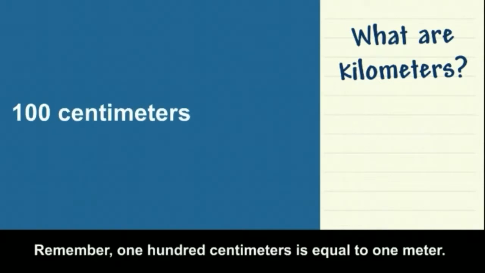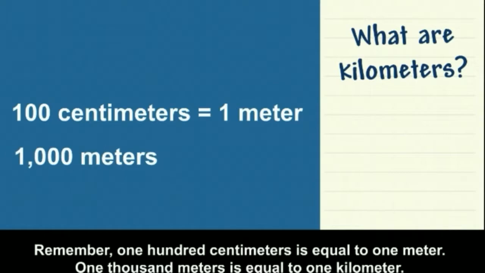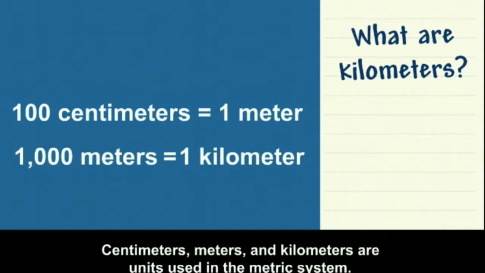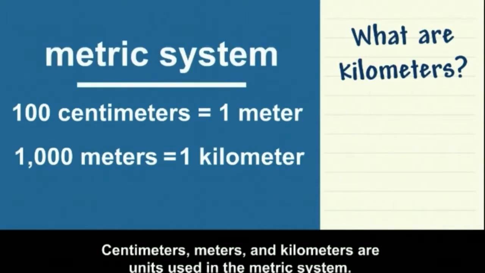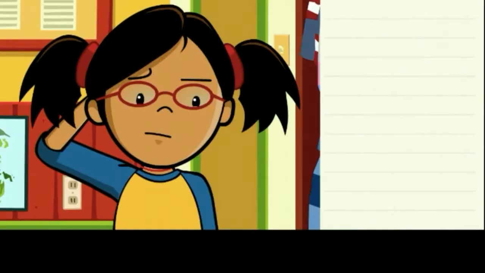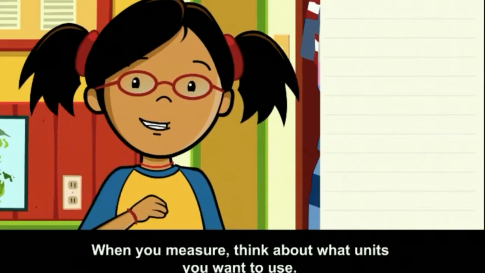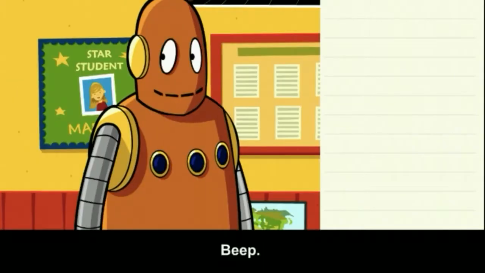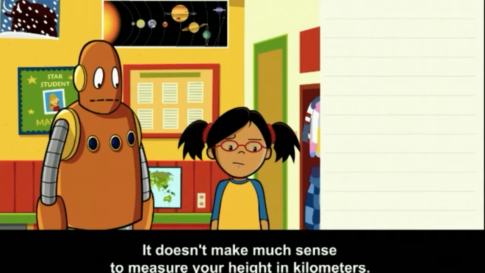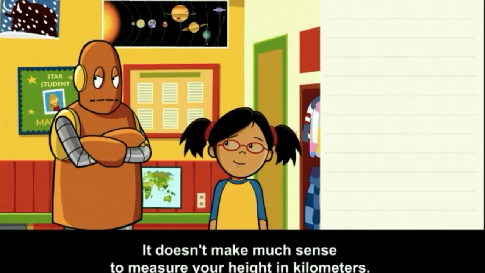Remember, 100 centimeters is equal to 1 meter. 1,000 meters is equal to 1 kilometer. Centimeters, meters, and kilometers are units used in the metric system. The metric system is the measurement system of science. When you measure, think about what units you want to use. It doesn't make much sense to measure your height in kilometers.